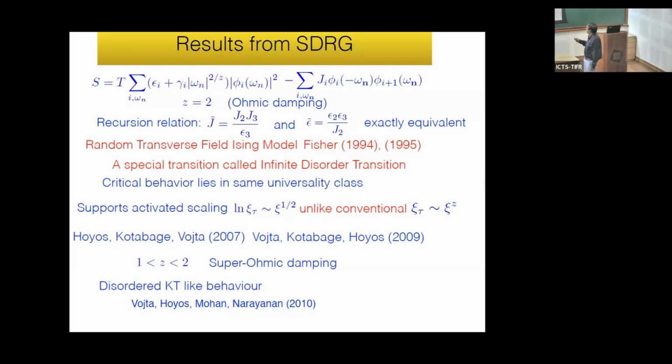Actually, there are much more important things that come out of here, namely that if I look at the distributions of the coupling strengths, this essentially becomes broader and broader as you approach the infinite randomness critical point, which means the rare regions become more and more important. So this was also extended to the case of super-ohmic damping, where instead of just having a mod omega, you have omega to some other power. We have actually looked at it, and we find that this essentially behaves like some disordered KT.